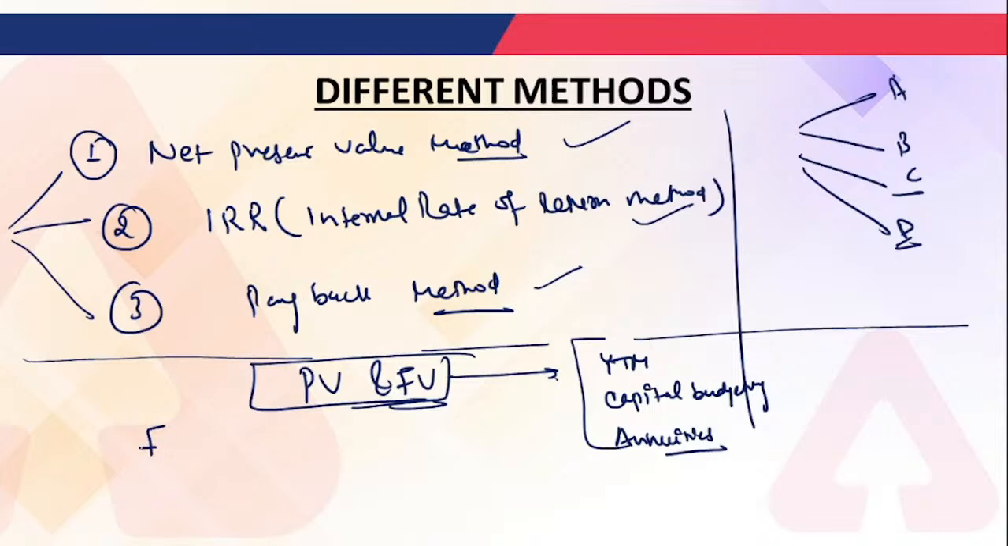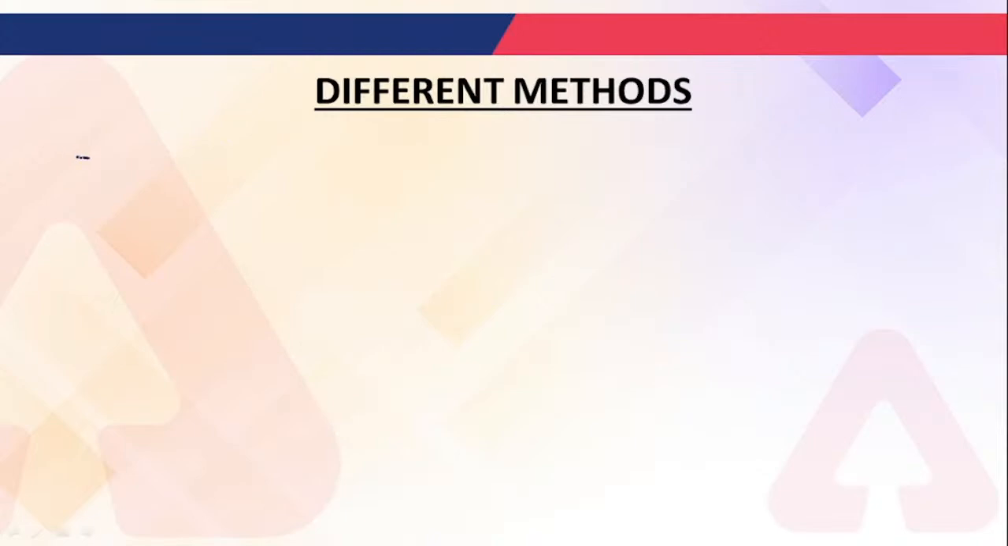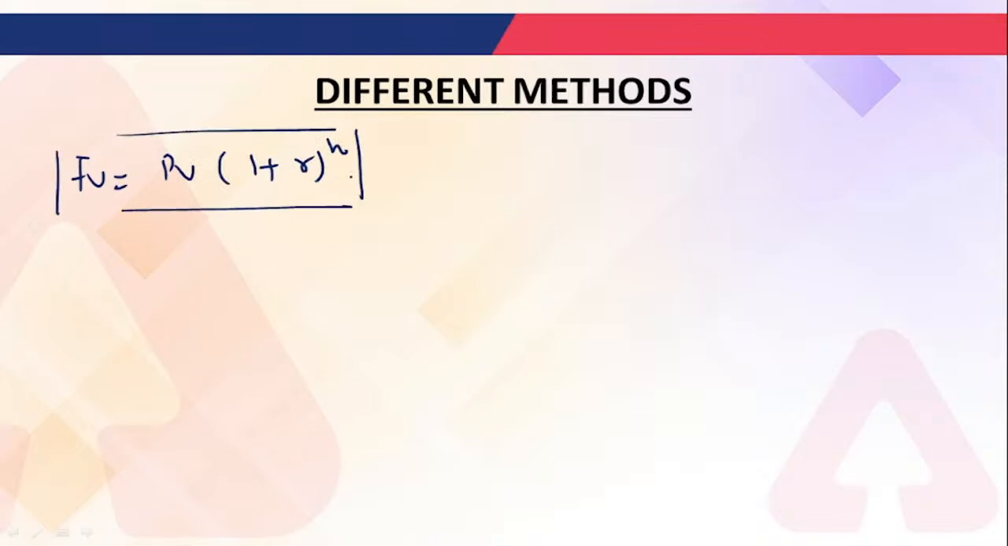Like I explained, the future value is equal to the present value multiplied by (1 plus r) to the power n. That is known as the relationship between the future value and the present value. Now here I'm going to tell you a very important thing. The important thing you have to understand is that this r is known as the discount rate.